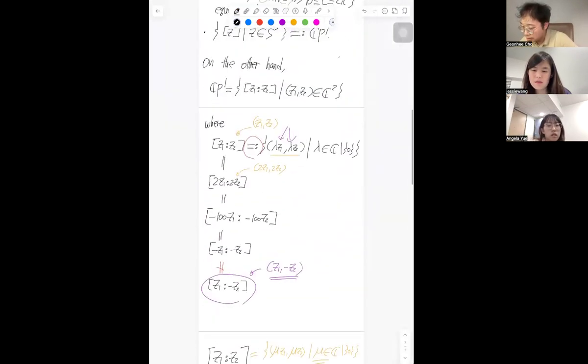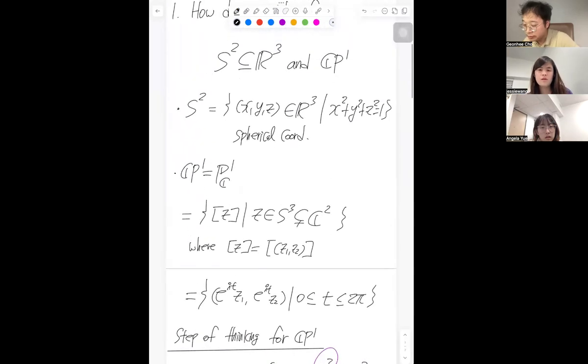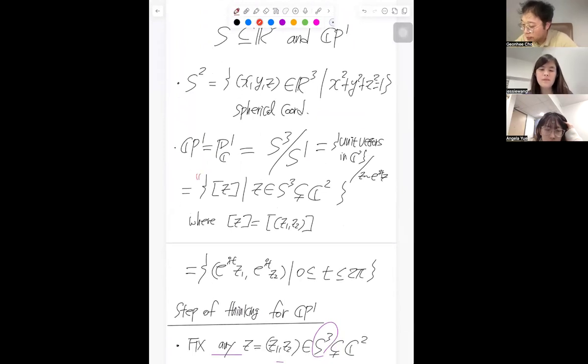So now let me go back. This answers your first question. The first perspective here means we identify S3 by S1. This just means that we have the unit vectors in C2, and then we identify z with e to the itz. This now becomes this guy from problem set 3. This is the perspective of the Hopf fibration.